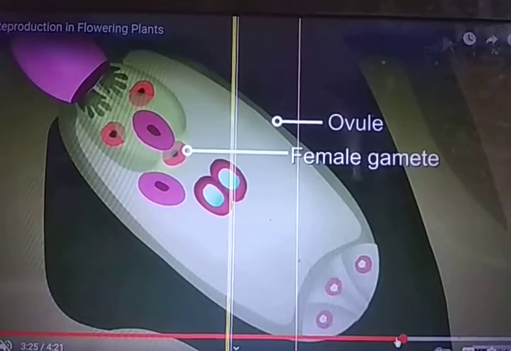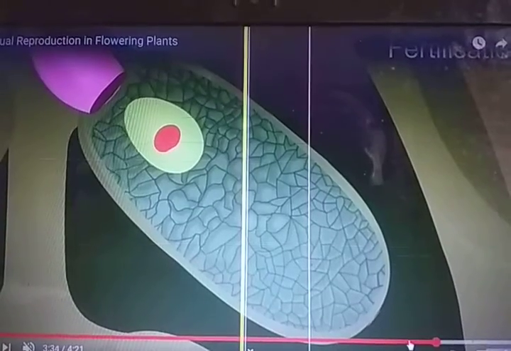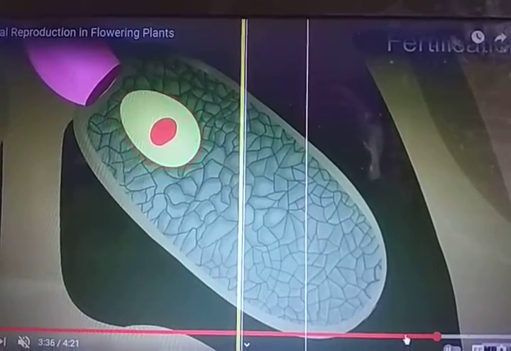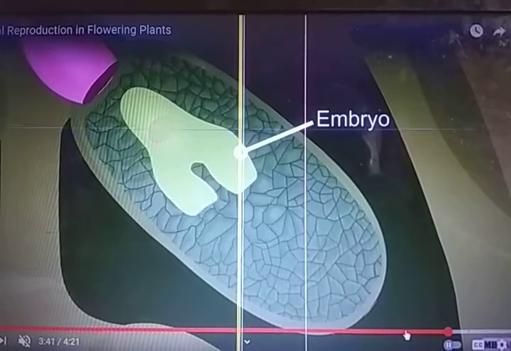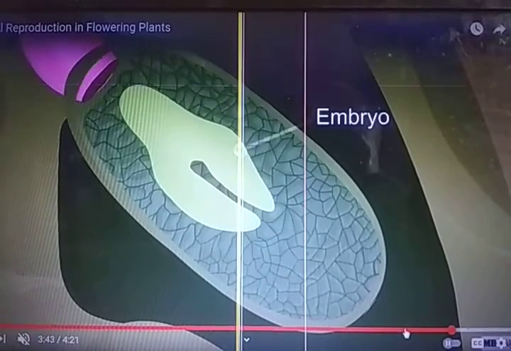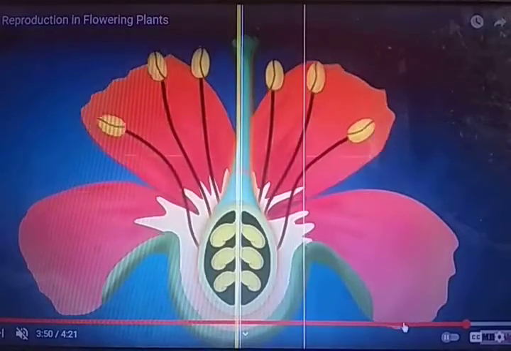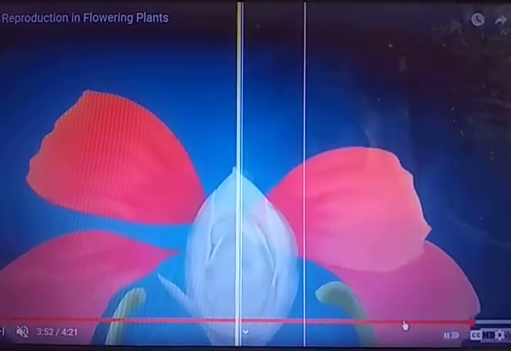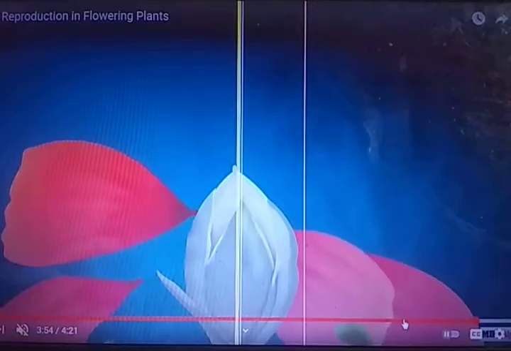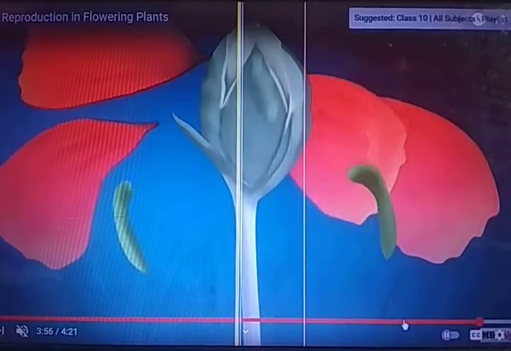After that, it forms the zygote. The zygote will develop into an embryo and it will produce the seed. After that, the flower parts will wither away and it will form a fruit and the seed.